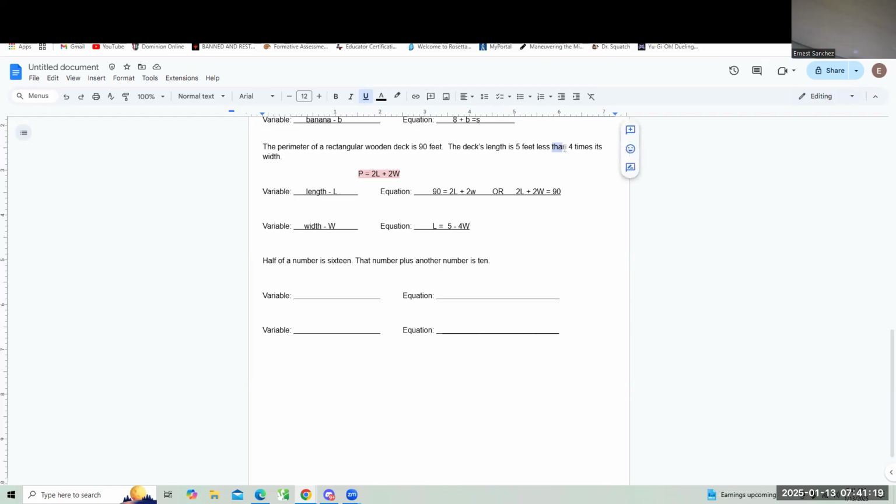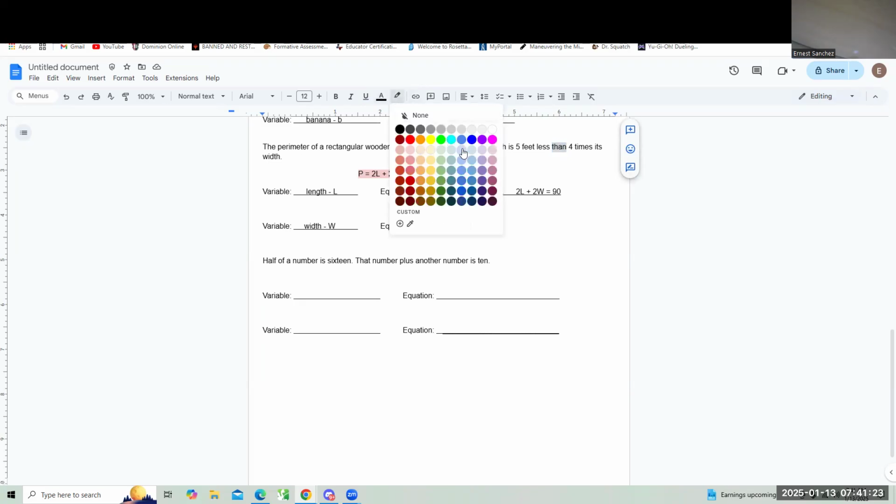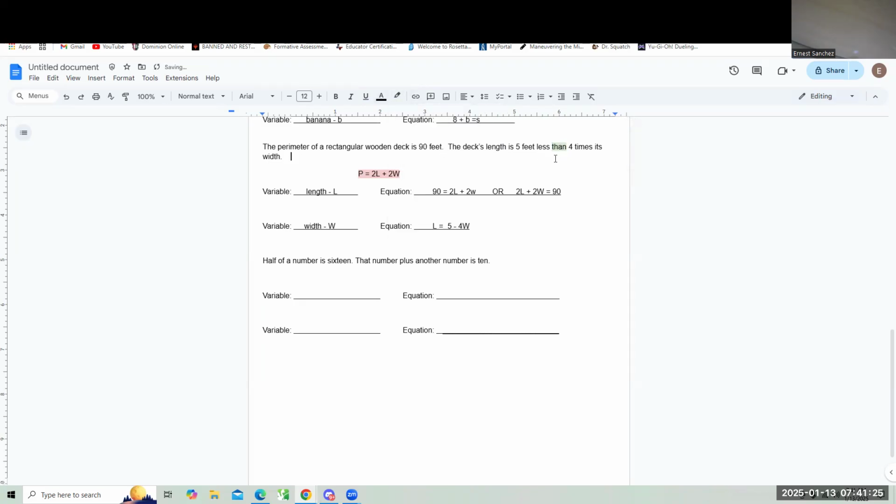Now, the word "than." Once we're done writing this, for those of you that remember, the word "than" means we're going to switch the placement of this term and this term. So instead of 5 being first, we're going to flip it and make sure 5 is after the minus symbol. They're going to switch places around the minus symbol. So 4W is actually going to go first and 5 is actually going to go last. That's what the word "than" does.